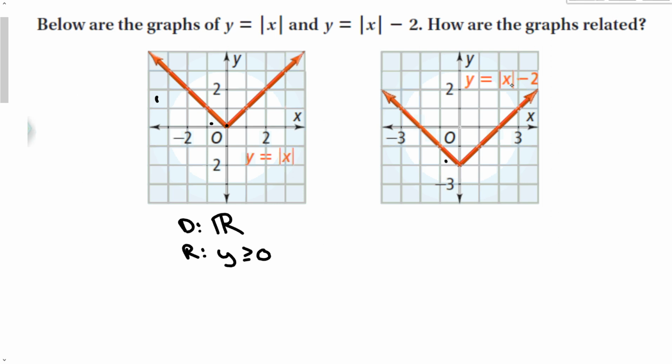My domain doesn't change here. It's still going to be all real numbers, but my range does change. My range is now going to be y is greater than or equal to -2. Okay, because this graph goes up from -2.